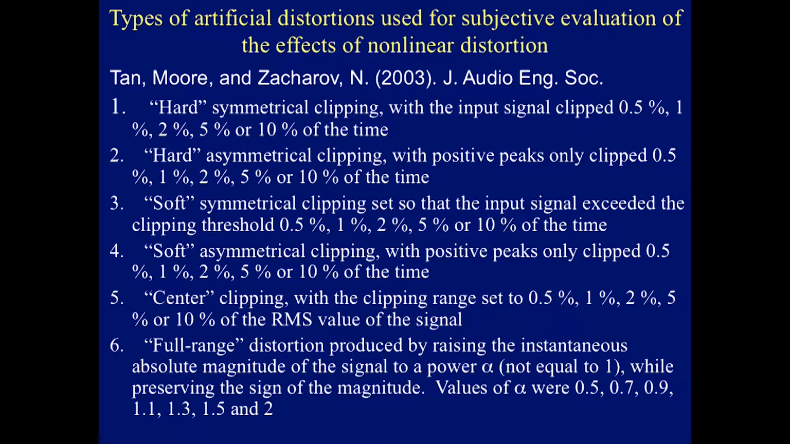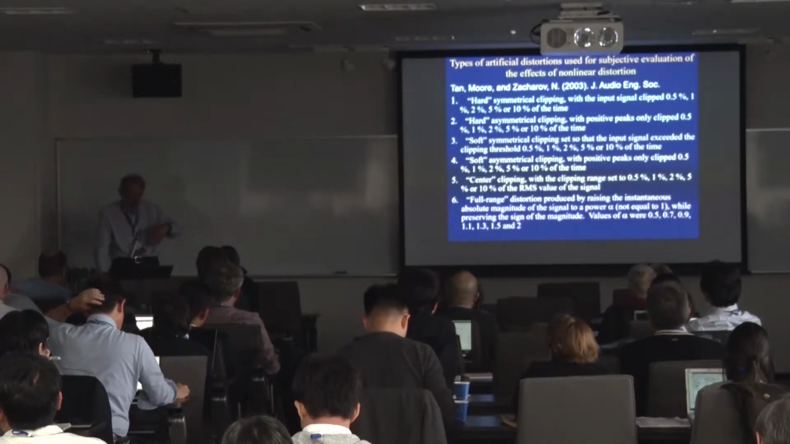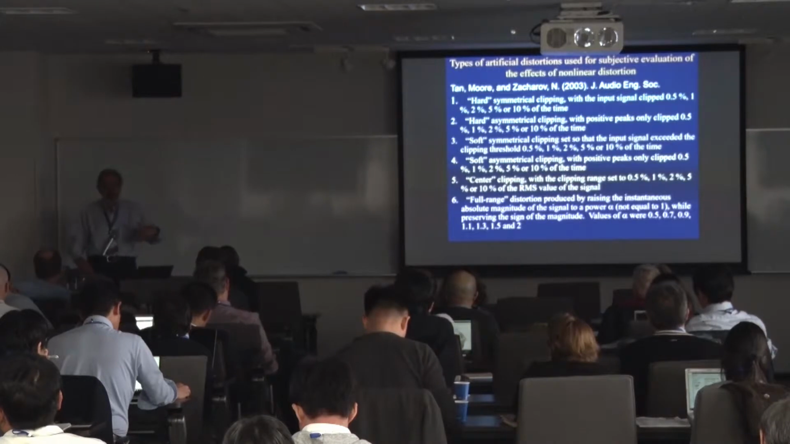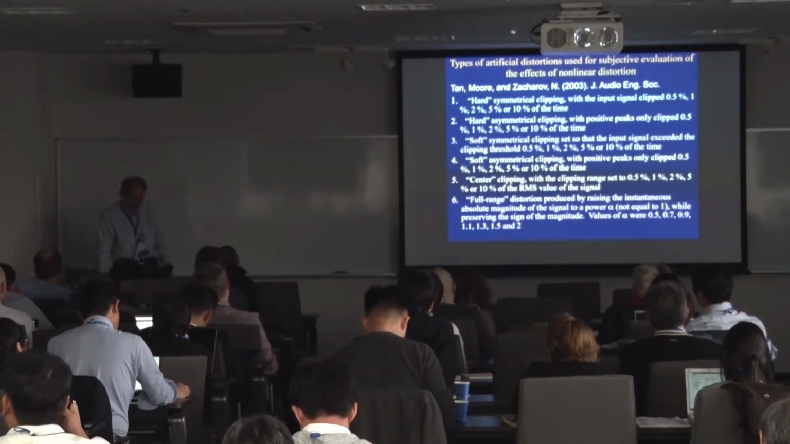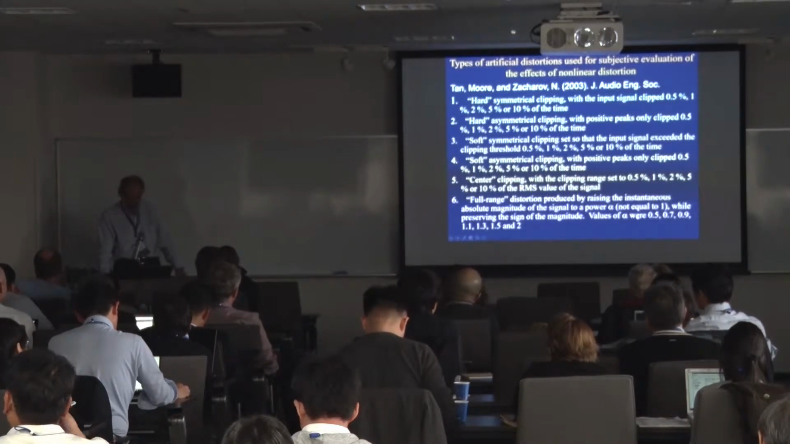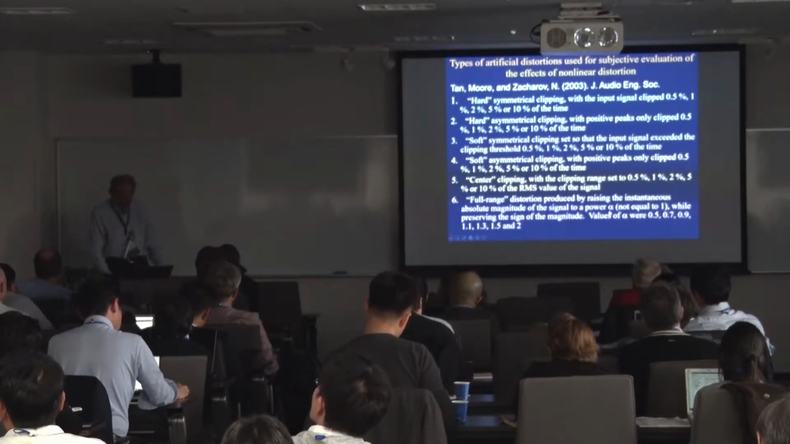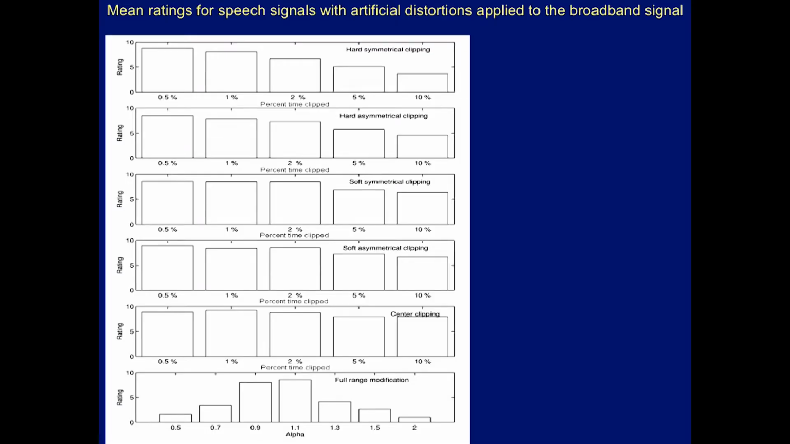So you might take the positive part of the signal, raise it to the power 0.5, and keep the sign positive. For the negative part, you would take the absolute value of the negative part of the signal, raise to the power 0.5, and then put the sign back again. So this sounds pretty nasty, especially when you have values of alpha that are a lot different from 1. Okay, so let's have a look at the results of that.